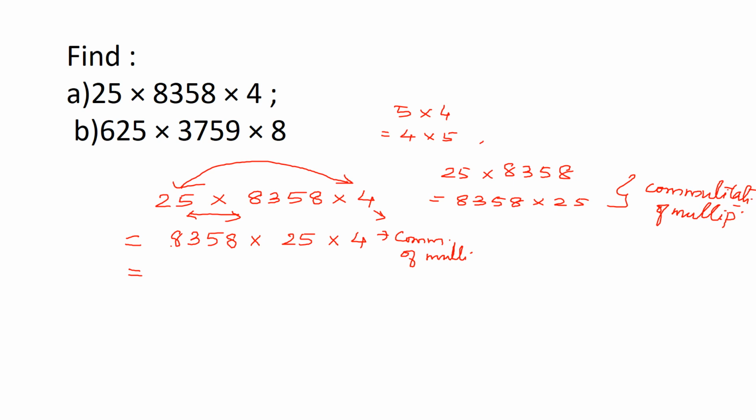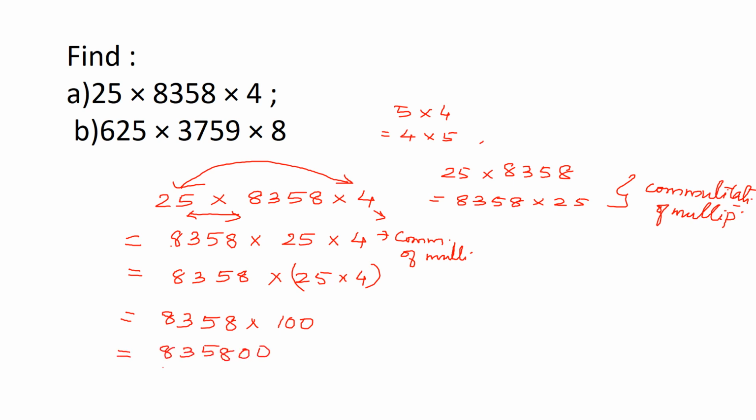Now in the next step we put it in brackets. Whichever one we are planning to do first, we put in brackets. So this is equal to 8358 into (25 into 4), which is 100. And the answer is 835800. Can you see, children?